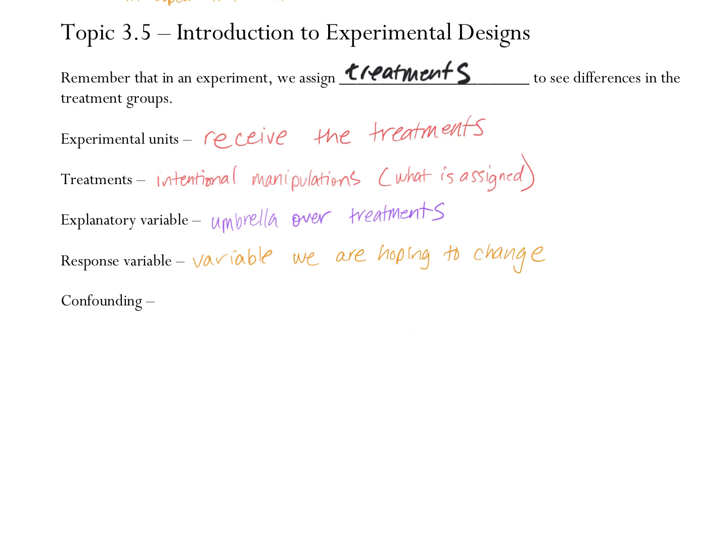Confounding. Confounding happens, it's basically when an outside variable makes it look like the treatments worked, instead of the explanatory variable.